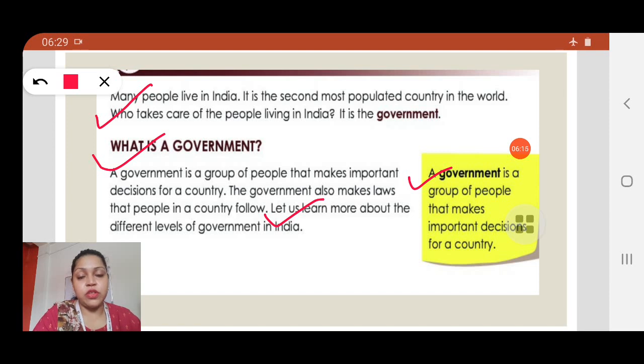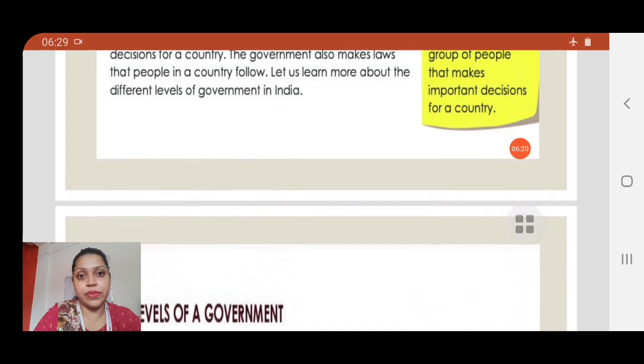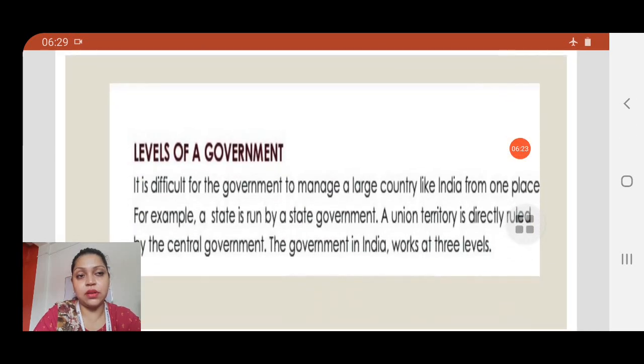Okay, so children, now let's move to the next topic, which is levels of government. Now, what do you mean by levels of government? Now here it's given, it's difficult for the government to manage a large country like India from one place. So children, we all know India is such a big country, okay, and now the capital of India is New Delhi, and in New Delhi ministers are there, okay, Prime Minister is there, and under his prime ministership many ministers are also there, many people are working under him.